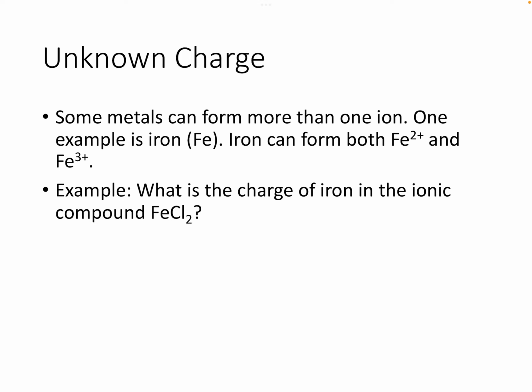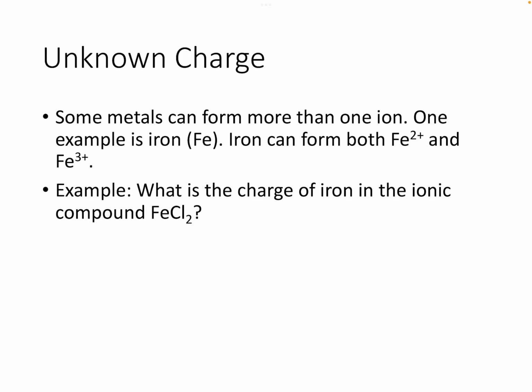So some metals can form more than one ion. So for example, iron. Iron can form a +2 charge and a +3 charge. It just depends on what it's bonding to. So sometimes it can give up 2 electrons and sometimes it can give up 3 electrons.